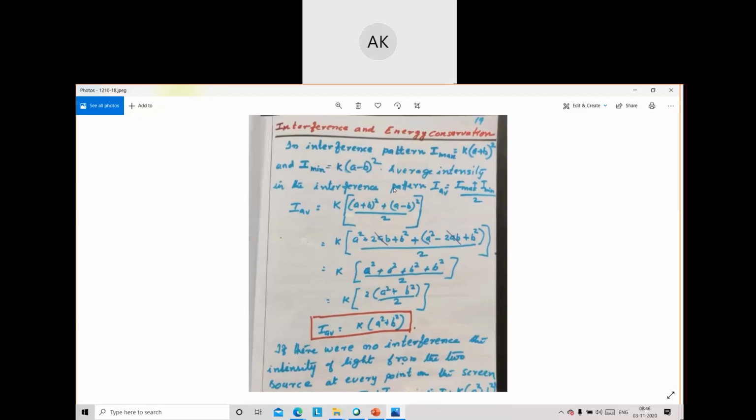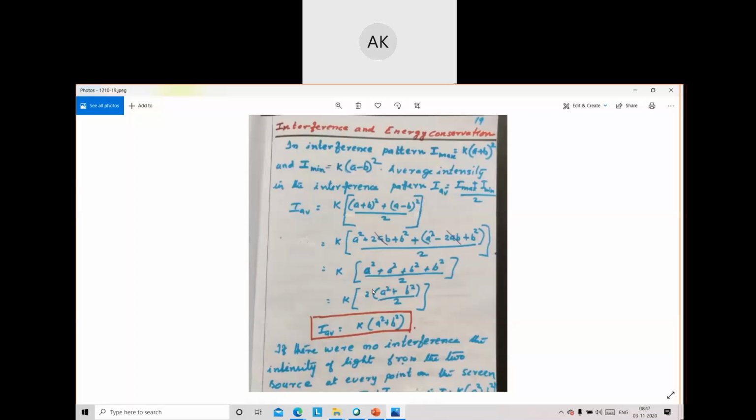Interference and energy conservation. You see, in an interference pattern, what are we seeing? Alternate bright and dark fringes are seen. Where does the light in the intense part come from? At one region, intensity is maximum. From where did it get that intensity? We know energy can neither be created nor destroyed. Then what happened? The energy is lost at the dark part and gained at the bright part.